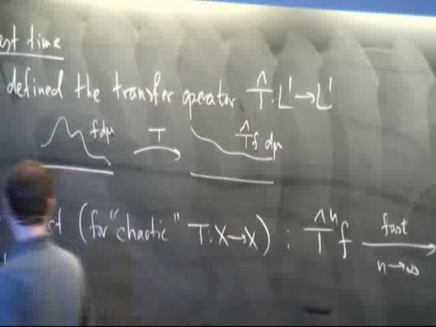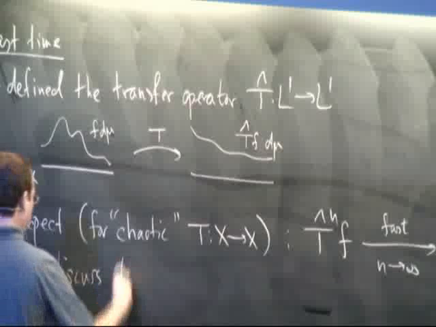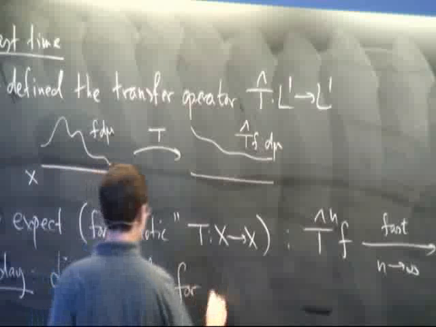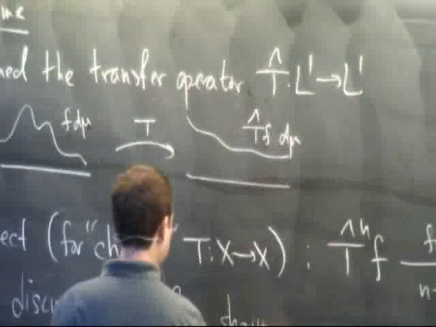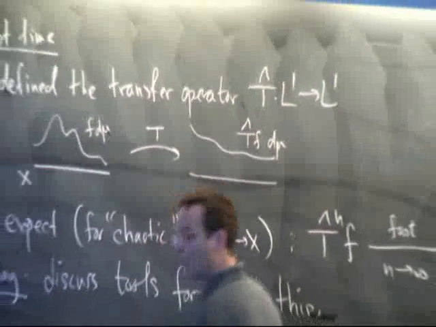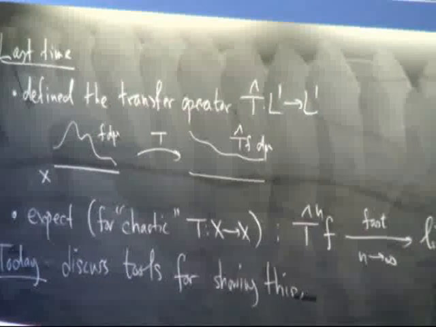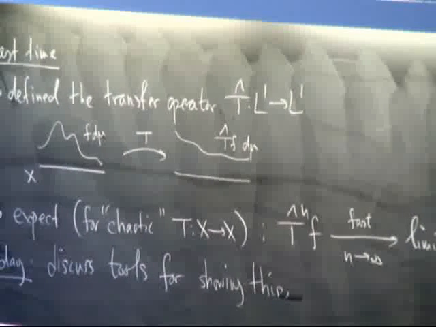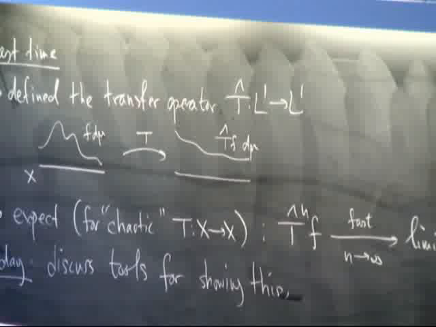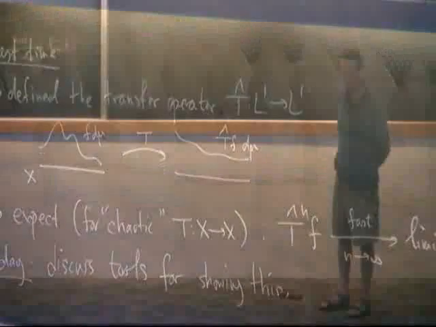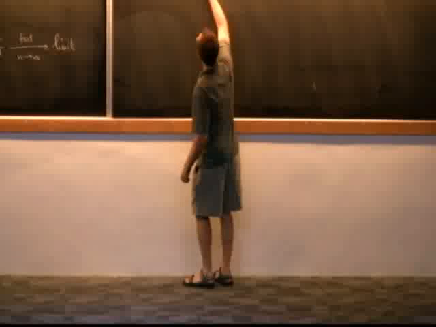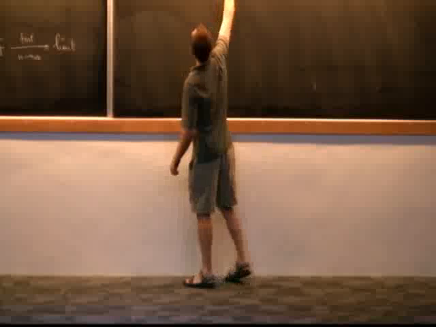So today we will discuss tools for showing this. Now, what is nice about the transfer operator approach is that the transfer operator is a linear operator. It's a linear operator on L1, and this allows us to bring into the game tools of functional analysis and measure theory. And we are going to make very heavy use of such tools. More precisely, we are going to discuss two properties which are meaningful for general operators acting on general Banach spaces, and they are called quasi-compactness and spectral gap.